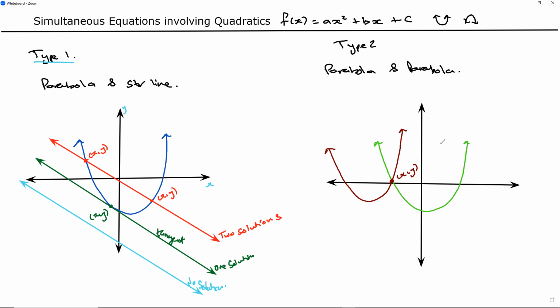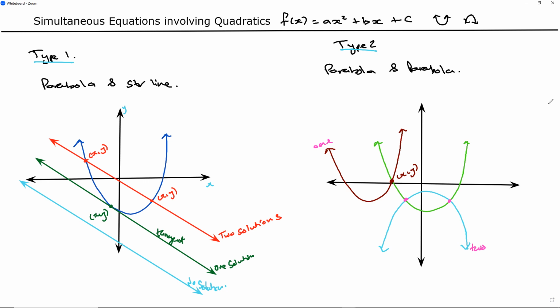I can also have a parabola which is going the other way around. So let's say like that. This is when the a value is negative. It becomes a sad face. And that will give me two solutions. So this one here will be one solution, and this one will give me two solutions. And a solution is where they intersect, the ability for them to meet.